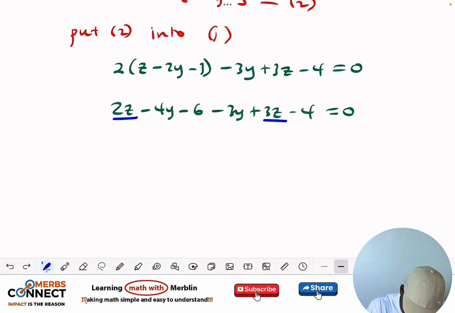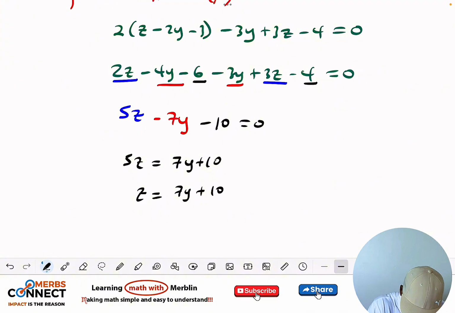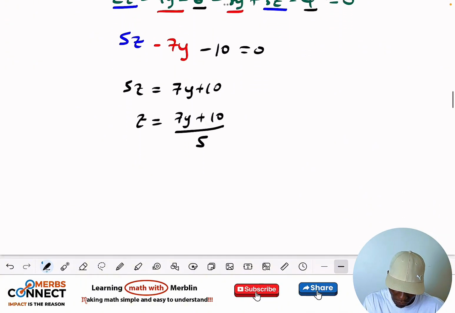Okay, let me deal with the z first. So I'm going to have 5z. Then the one with y is this and this. I'm going to have minus 7y. And then the one without anything is here. So it's going to give us minus 10, which is equal to 0. So I can write this one as 5z is equal to 7y plus 10. And z will be equal to (7y plus 10) divided by 5. Good. So this is how we solve.